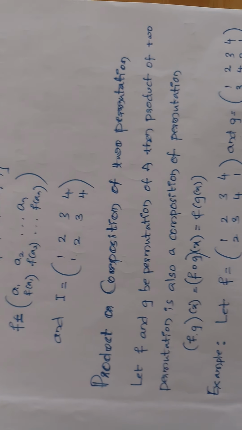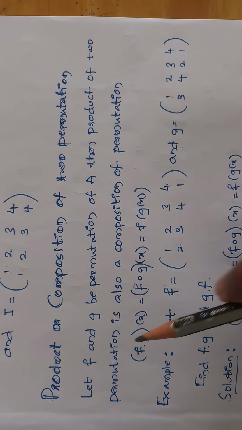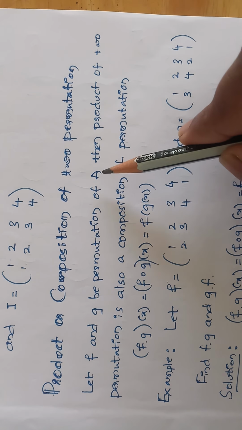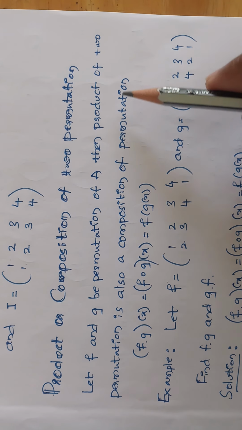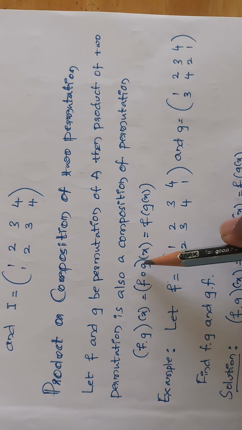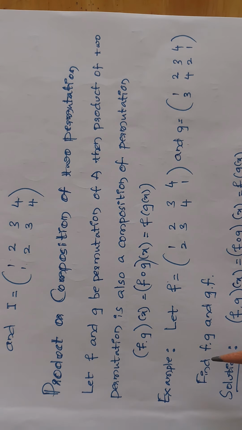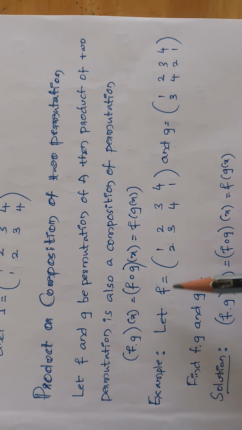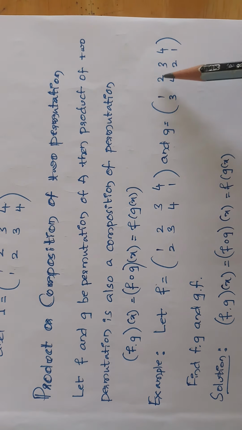So product of two permutations or composition of two permutations. Let f and g be two permutations of a, then the product of two permutations is also a composition of permutations. So f into g of x is equal to f of g of x. Here we take an example: let f is equal to 1 goes to 2, 2 goes to 3, 3 goes to 4, 4 goes to 1, and g has 1 to 3, 2 to 4, 3 to 2, 4 to 1. Find fg and gf.